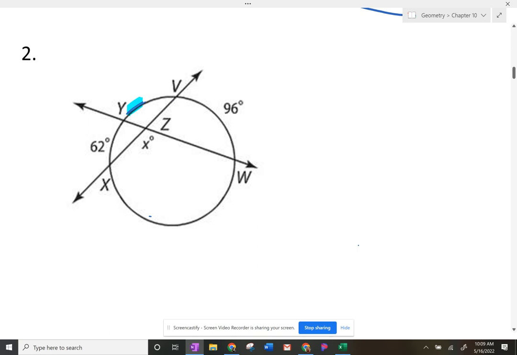All right, so I'm looking at this one. The x is over here. Okay, if you were to draw the picture, this arc over here is going to be 62. This one's going to be 96. I'll let you write it down, and then we'll talk about it.